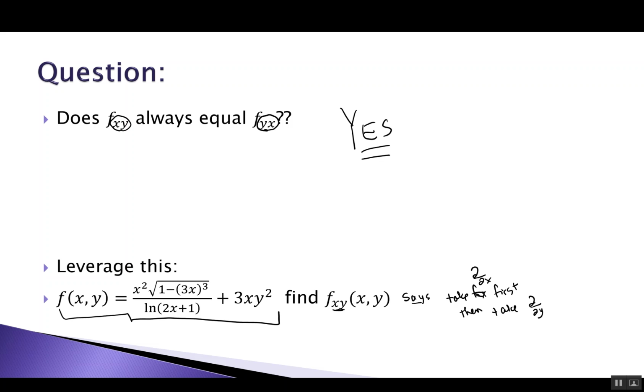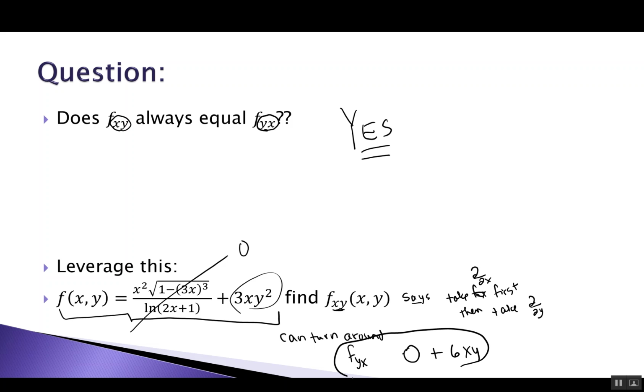And ddx is going to be a mess, but I can turn this around to take fyx, and that says take the derivative with respect to y first. Well, when I do that, this stuff all goes to 0. And so all I have to do is take the derivative of that, and so I'm going to get 0 plus 6xy. And there's my answer right there. So we can leverage that in that case. All right, moving on.